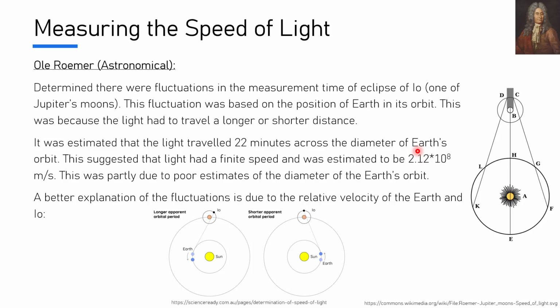The actual speed is about 3 times 10 to the 8 meters per second, so by today's standards, he was significantly off. But the most important thing to note about his work here was simply that Rømer suggested that light had a finite speed, that light did not just travel instantaneously. And this was a huge shift in thinking from what physicists of his time thought about light itself. Also to note, a better explanation for these fluctuations had a lot to do with the relative velocity of the Earth and Io, not simply just its distance.